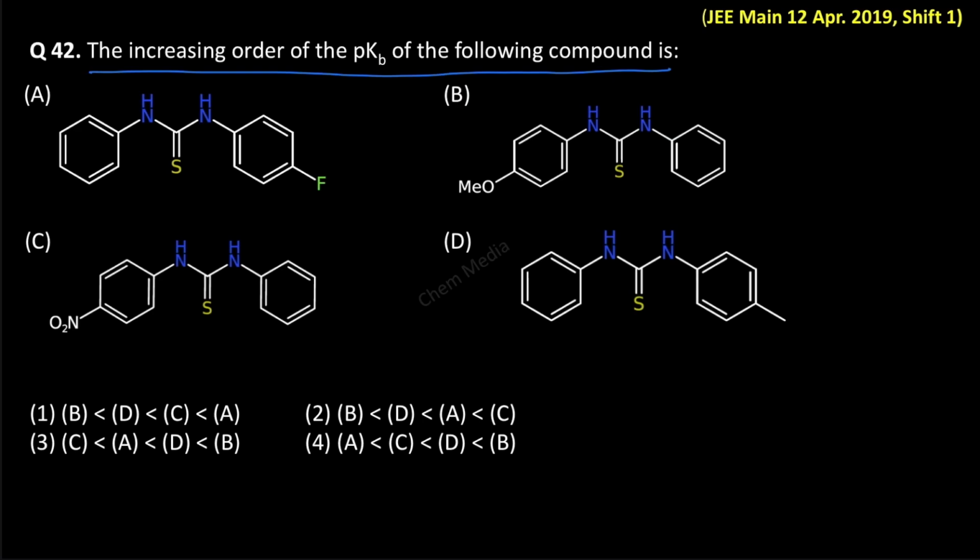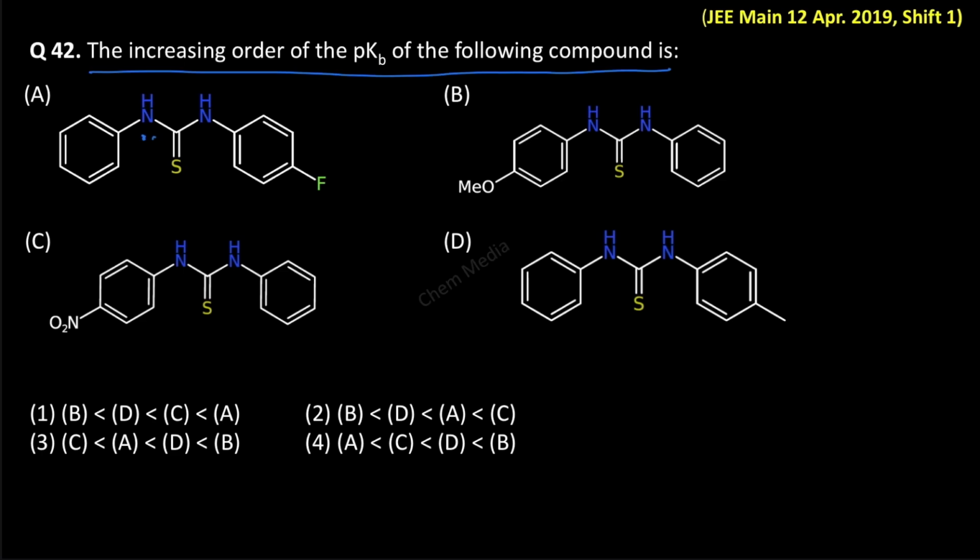Now what is the connection between pKb values and basicity? We know that basicity is how quickly the electron pair is available for protonation. If a molecule has to be more basic, then it is ready to accept the proton, isn't it? Proton donor is acid, proton acceptor is base. So how quickly it can accept the proton? So this means we have to look at both inductive effect as well as resonance effect or mesomeric effect.